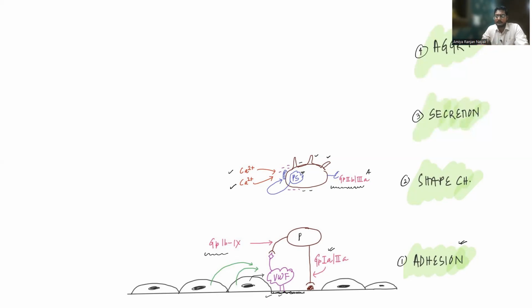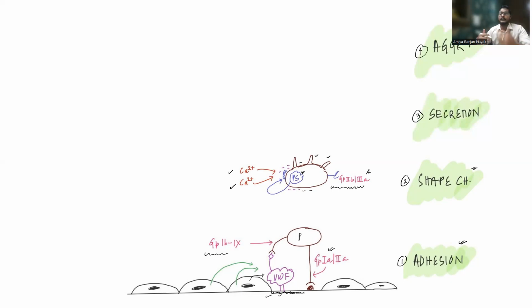Now, can you tell me which granule of the platelet the calcium is coming from? I hope you remember, CASE: calcium comes from the delta granules, then A for ATP or ADP, S for serotonin, E for epinephrine. So calcium is coming from the delta granules. This is what happens in the second step, that is shape change.